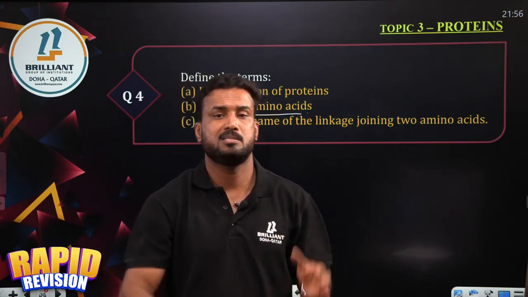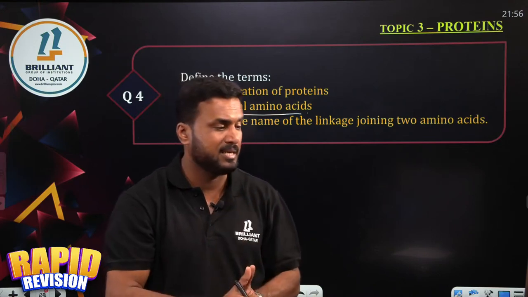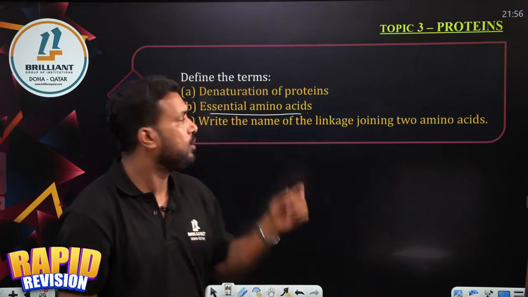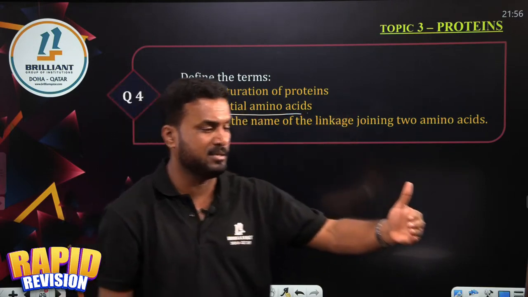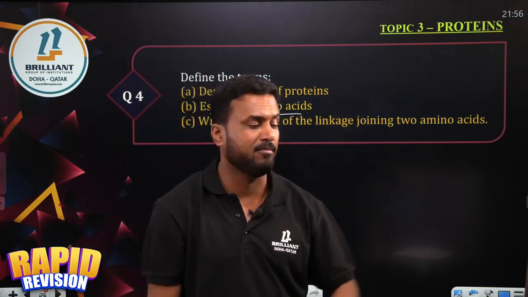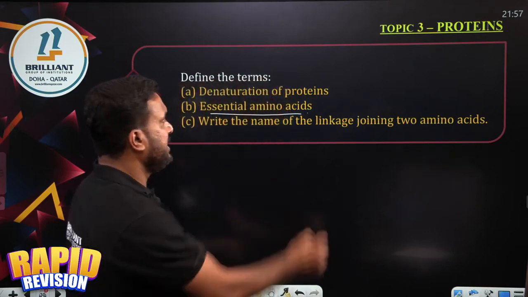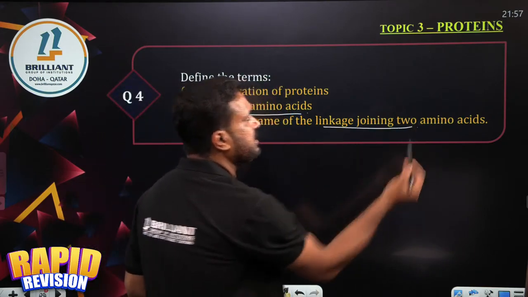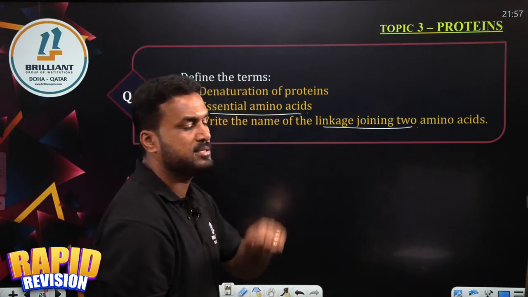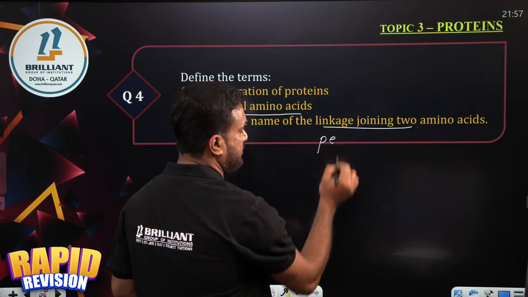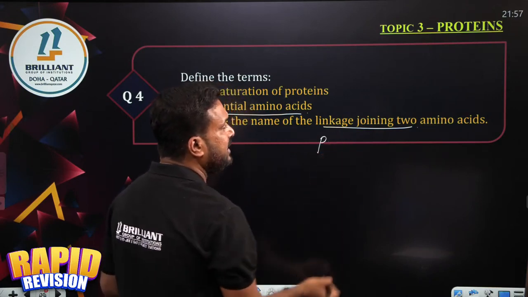So essential amino acids are amino acids which cannot be synthesized in our body. Histidine and valine are examples of essential amino acids that you have to keep in mind. Next one: write the name of the linkage joining two amino acids. Amino acids are joined by peptide linkage. So you can say amide linkage.